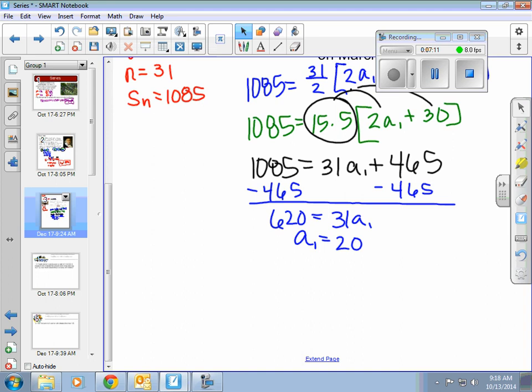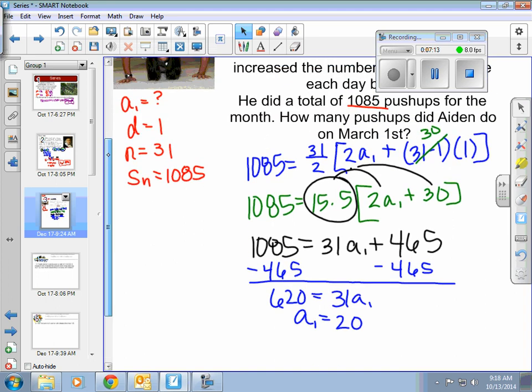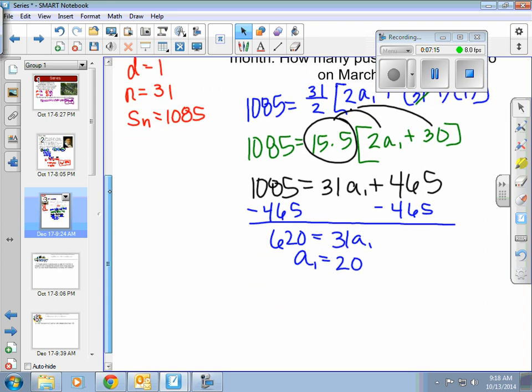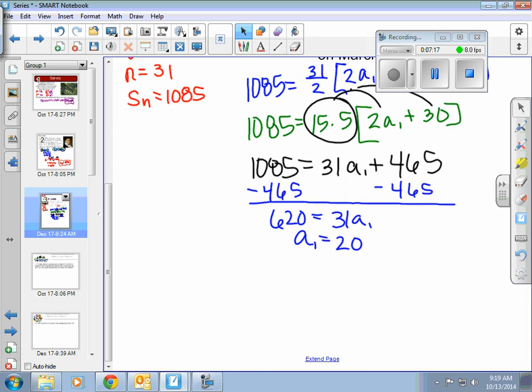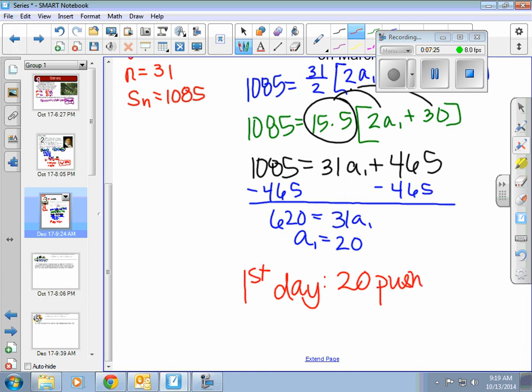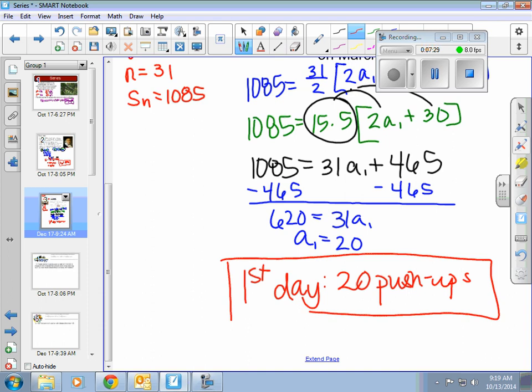So now I need to think about, what is this telling me? We want to know how many push-ups he did on the first day. Well, this is my first term of my sequence. So he did 20 push-ups on the first day. Let's go ahead and look at the next one.